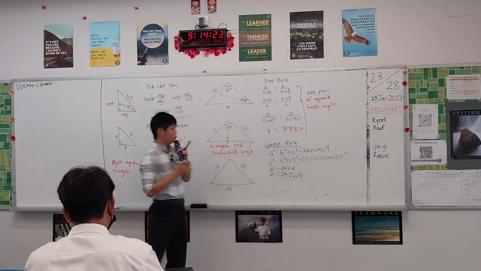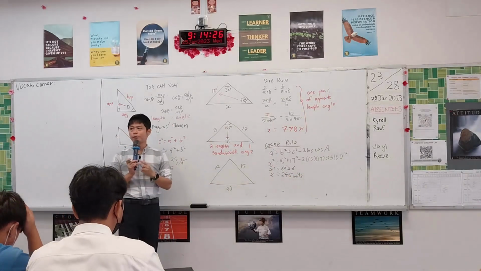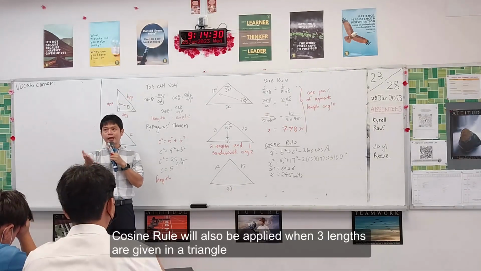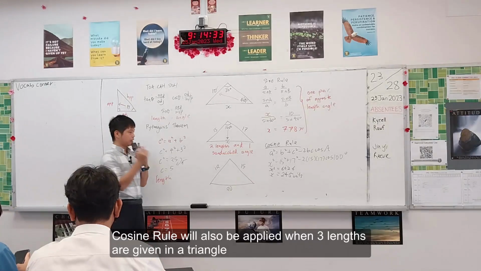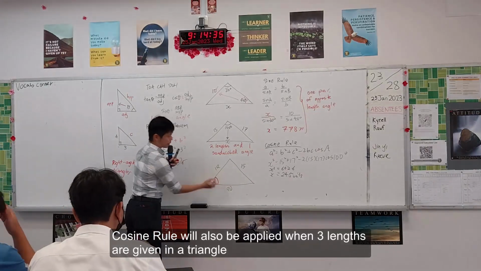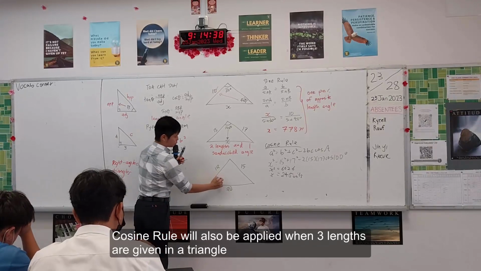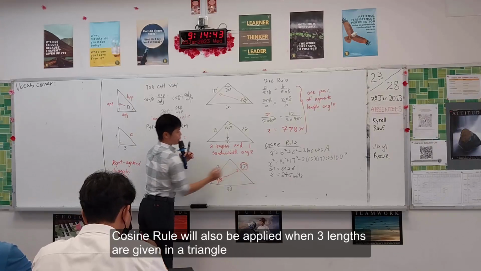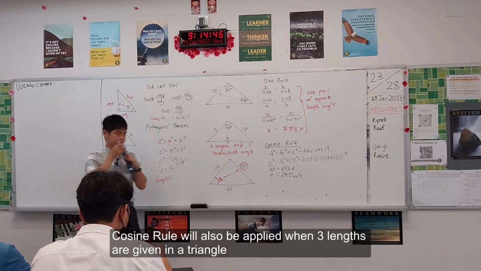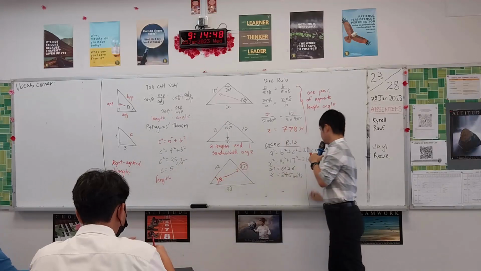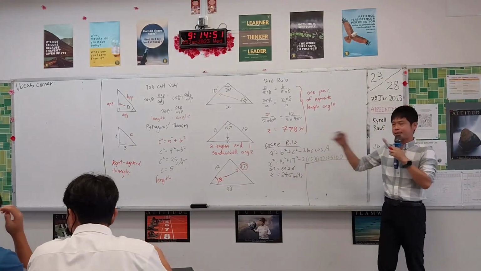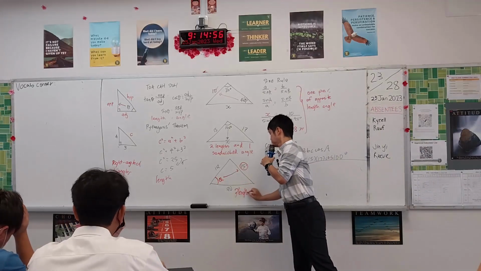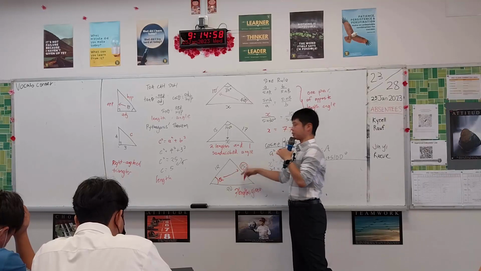Okay, last one. We will also apply the cosine rule here. The question is, which one is A, which one is B, which one is C? Now, if the question wants you to find this angle here, then we will start with 15 square. So, this is the last part here. If I have 3 lengths given, I will apply cosine rule.